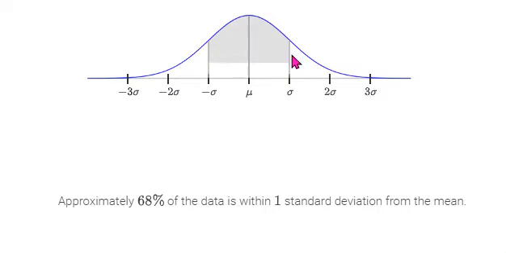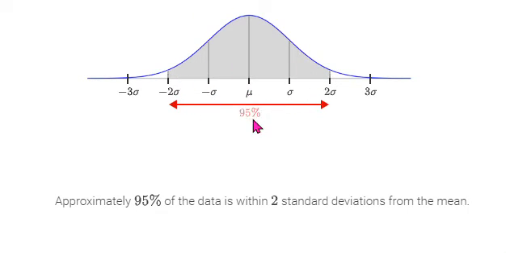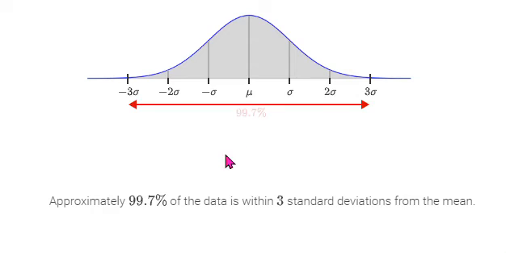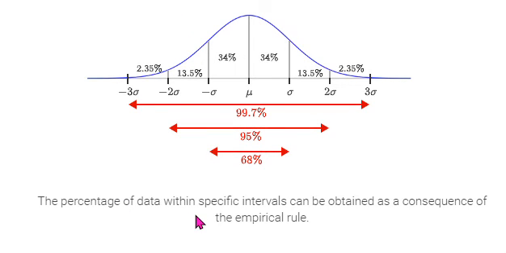So if we go 1 standard deviation above the mean and 1 standard deviation below the mean, we have 68% of the data. Similarly, if we go 2 standard deviations above the mean and 2 standard deviations below the mean, the total amount of data that you see here is 95%. Now, finally, if we go 3 standard deviations above the mean and 3 standard deviations below the mean, you will see that there is 99.7% of the data. So this picture that represents the percentage of data within a specific interval is the empirical rule.